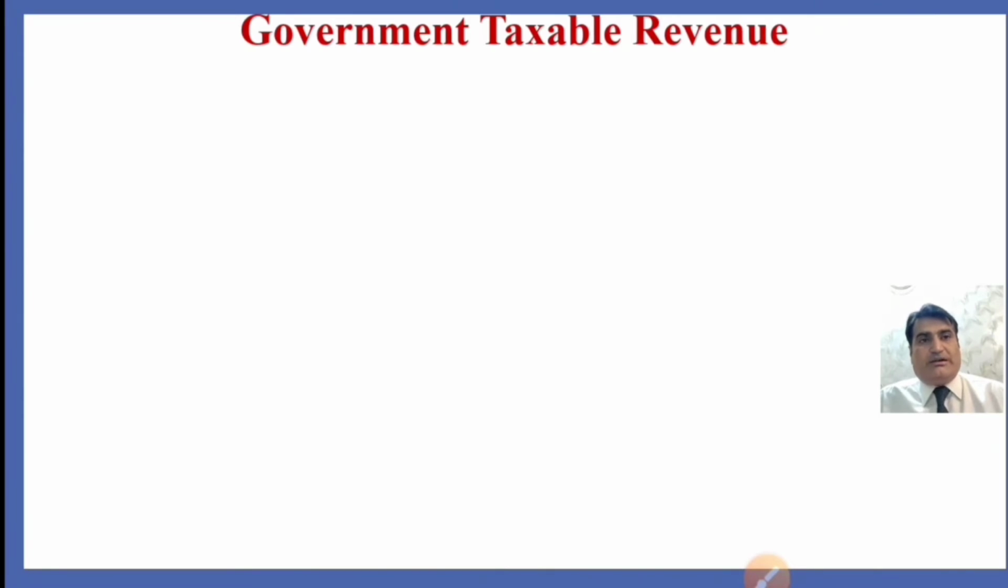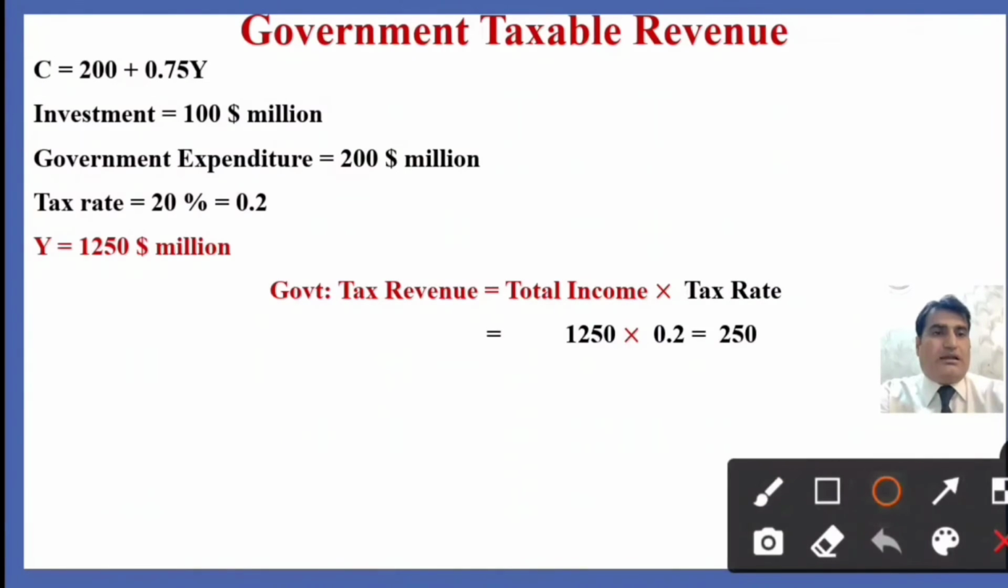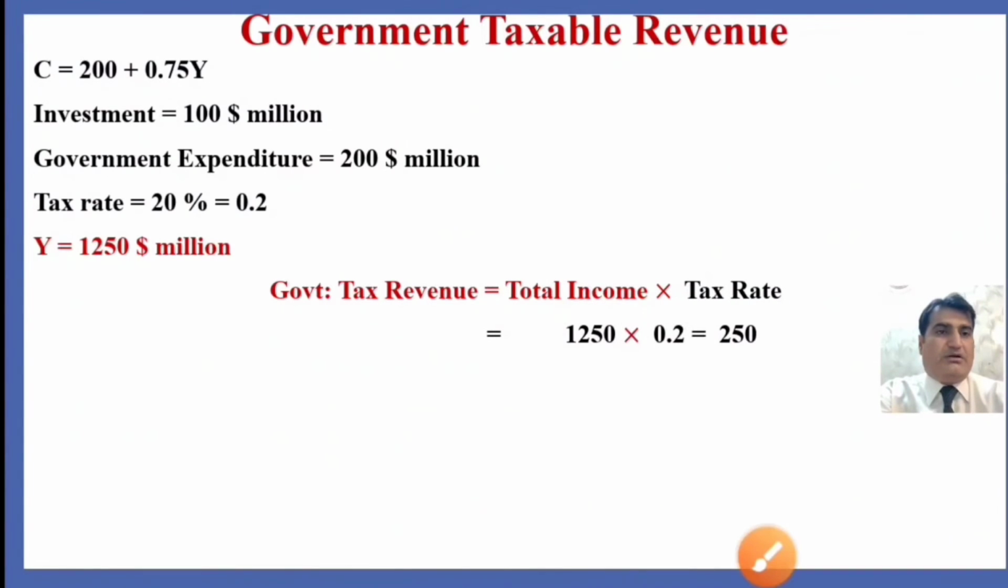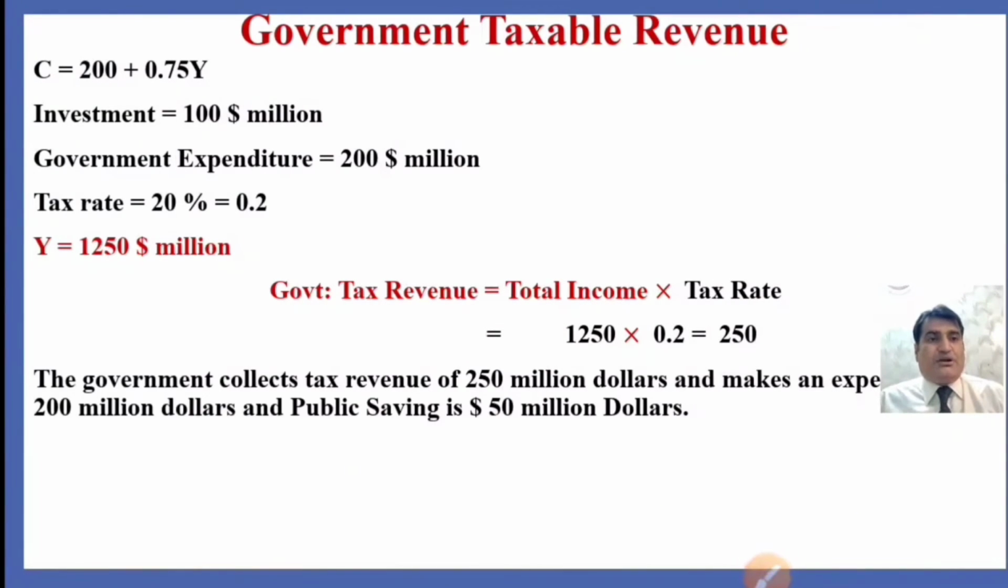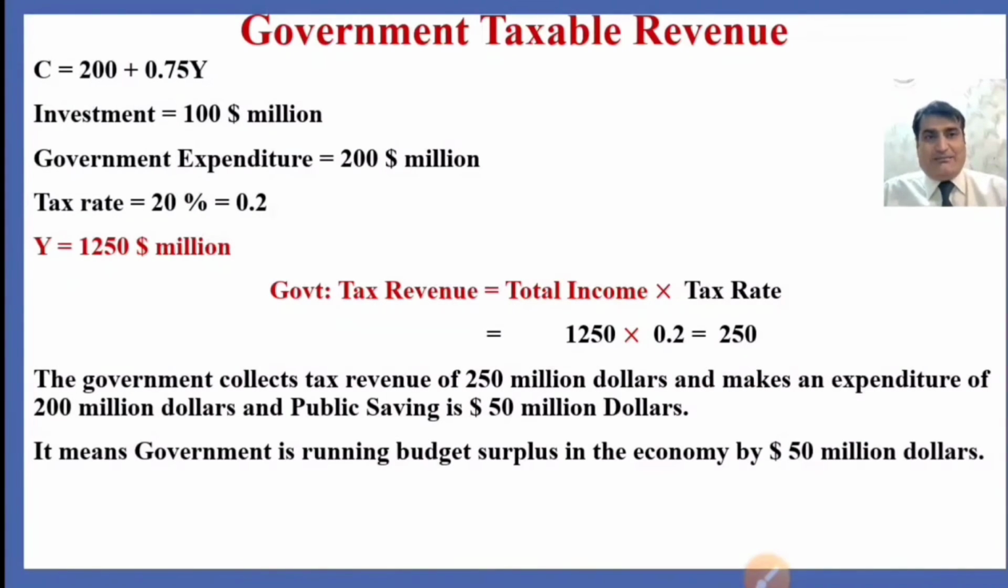So what would be the government's tax revenue at this given level of income? The government tax revenue would be equal to total income times the tax rate. Total income is $1,250 million and the government charges a 20% tax rate, so that would be equal to $250 million. It means the government collects $250 million in revenue through tax. The government collects tax revenue of $250 million and makes an expenditure of $200 million, and public saving is $50 million. It means the government is running a budget surplus in the economy of $50 million.